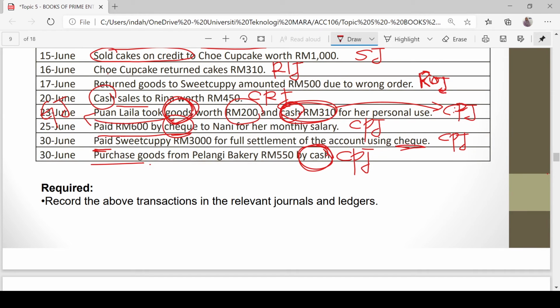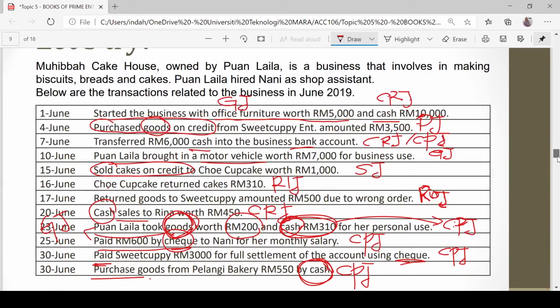So let's look again. Started the business with the office furniture, so asset. You receive an asset from the contribution of the owner, so that one will be recorded in the general journal. And then you receive cash, so cash receipt journal. Purchase goods on credit, purchase journal. Transfer cash into the bank account, both cash in hand and cash at bank. One decreases, one increases, so cash receipt journal and cash payment journal.